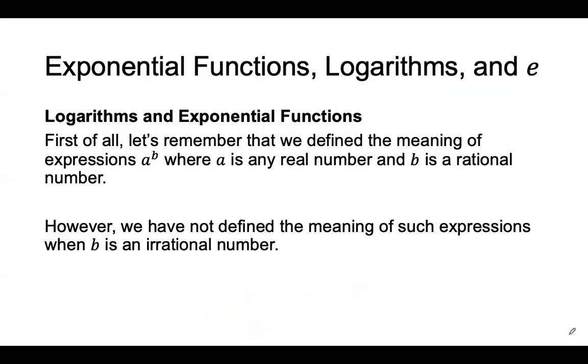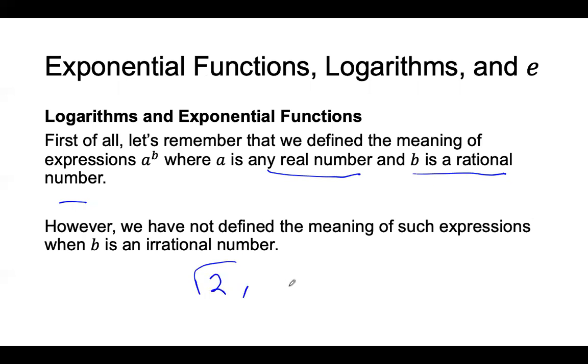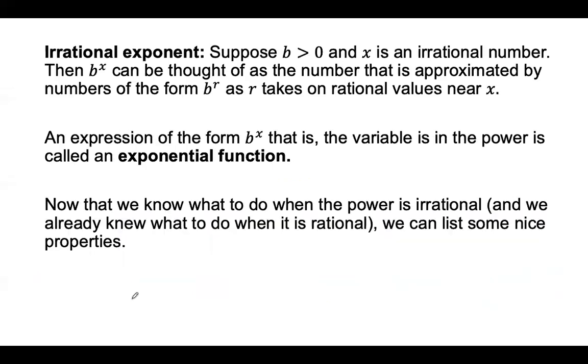Now moving on, exponential functions, logs, and e. First of all, let's remember that we defined the meaning of an expression a to the exponent b, where a is any real number and b is a rational number. However, we have not defined the meaning of such expressions when b is an irrational number. Remember, irrational numbers are something like the square root of 2, square root of 3, pi. But we want to figure out 7 to the power, let's say, square root of 2. What happens there when the exponent is an irrational number?